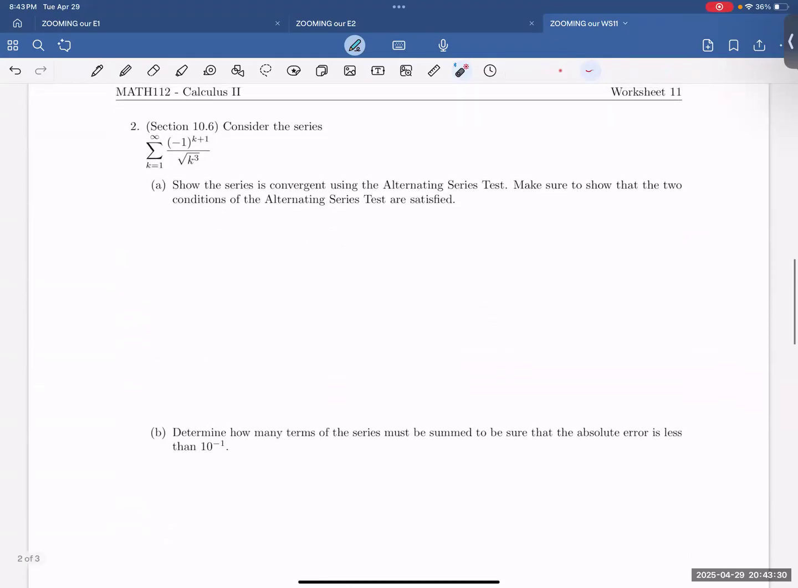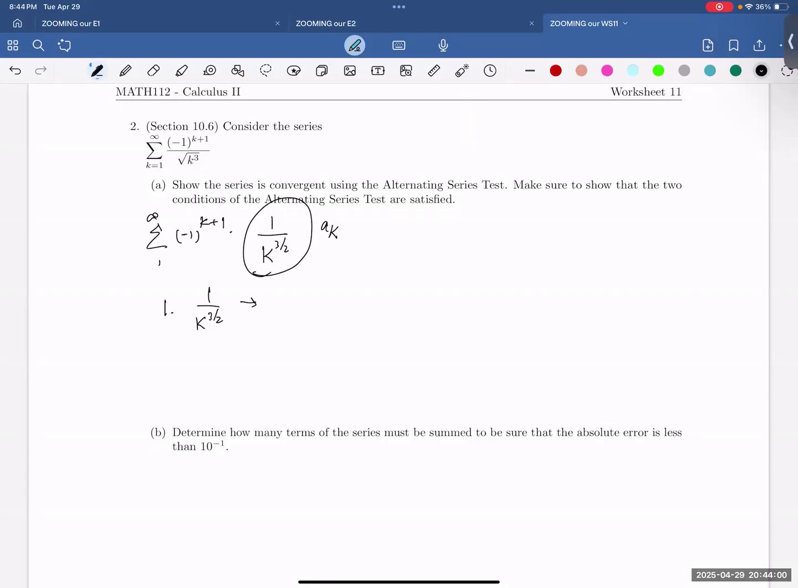Okay, consider the series. That's alternating. Show the series converges by the alternating series test, which has 2 conditions. Your series looks like this. This here is your a sub k for the alternating series test. So the first thing you should check is that 1 over k to the 3 halves limits, or converges, to 0, and it does. Check.